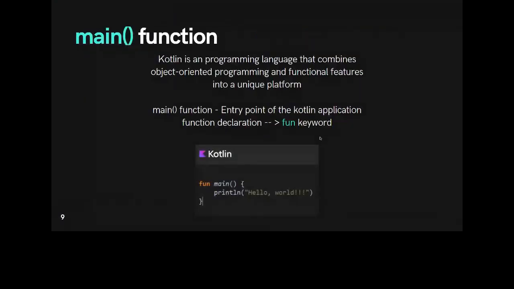So the first one, the main function. As you know, Kotlin is a programming language that combines OOPs, that is object-oriented programming, and functional features into a unique platform. Every Kotlin program starts with the main function. The main function is also known as the entry point of a Kotlin application. What it means is that the execution only starts from what is inside the main function. That is the main role of the main function.